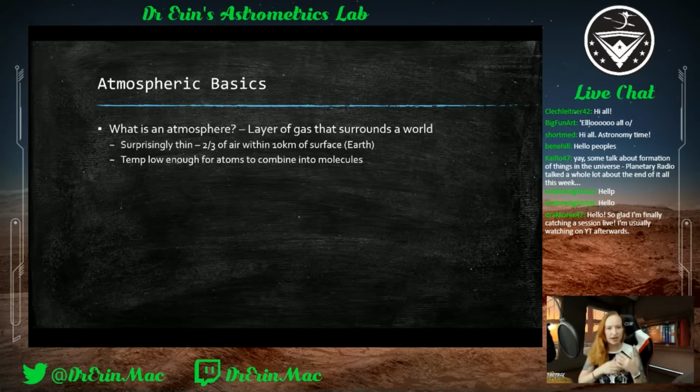What is an atmosphere? It's just a layer of gas that surrounds a world. It is shockingly thin. Two-thirds of the total air in our atmosphere on Earth is within just 10 kilometers of the surface. It thins out a lot as you go up. The temperature, especially for Earth, is low enough that atoms can combine to form molecules. That's why we have a nitrogen-rich atmosphere, but it's more N2, O2, or CO2: our planet is cold enough that those atoms can come together and form molecules.